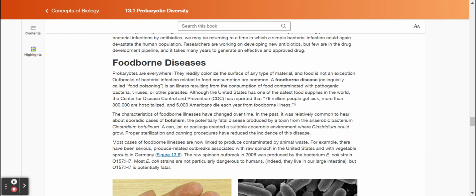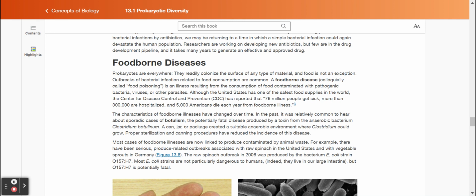The characteristics of foodborne illness have changed over time. In the past, it was relatively common to hear about sporadic cases of botulism, the potentially fatal disease caused by a toxin from the anaerobic bacterium Clostridium botulinum. A can, jar, or package created a suitable anaerobic environment where Clostridium could grow. Proper sterilization and canning procedures have reduced the incidence of this disease.